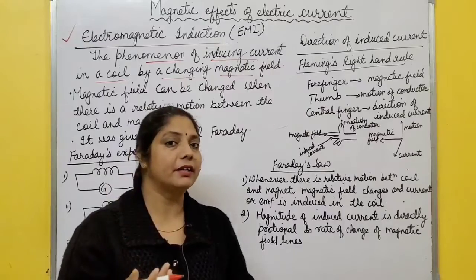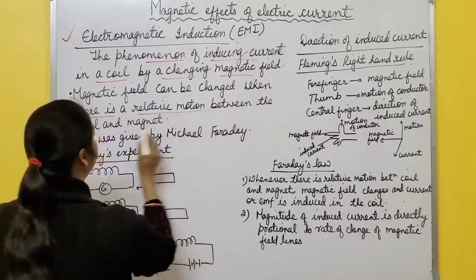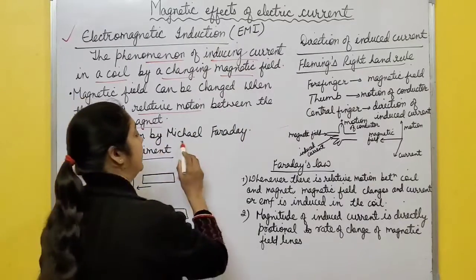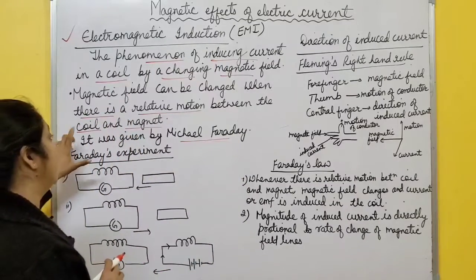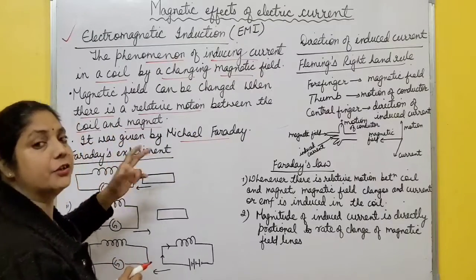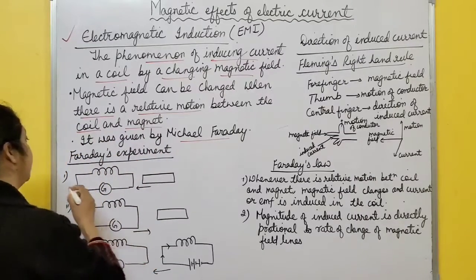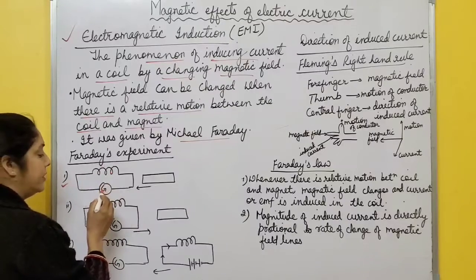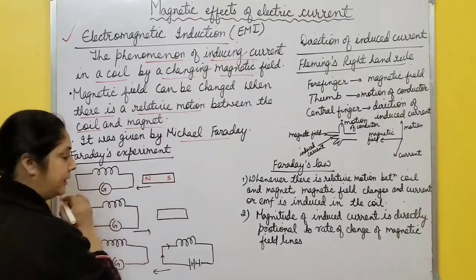And how can the magnetic field be changed? The magnetic field can be changed when there is relative motion between the coil and the magnet. And it was first given by Michael Faraday. In his experiment, he showed that when there is relative motion between the coil and the magnet, the magnetic field changes, and due to that change in magnetic field, current is produced in a circuit. This one is the first experiment. In this first experiment, there is one coil in which a galvanometer is connected and there is one magnet. Suppose the north pole is here or the south pole is here, right?